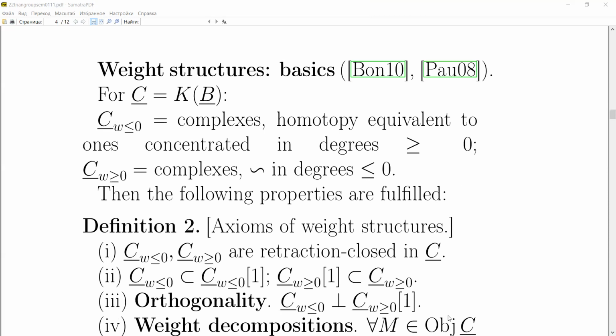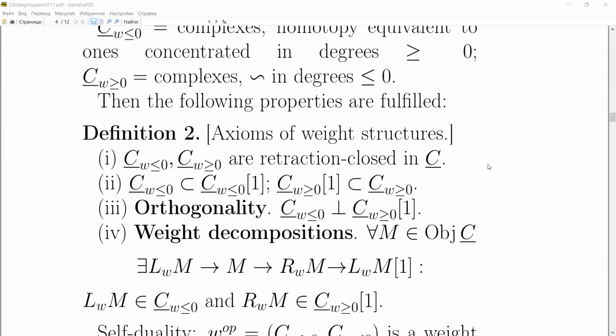Now, weight structures were introduced independently by me and David Pauksztello, and he calls them co-t-structures, and I don't like how it sounds. The simplest example is the homotopy category of complexes over an additive category. You can also take its bounded version, bounded above or bounded below. Since I use homological notation for weight structures and the complexes are cohomological, weight at most zero should be complexes isomorphic to complexes concentrated in degrees at least zero. And vice versa, the non-negative weight part consists of complexes isomorphic to those in degrees at most zero.